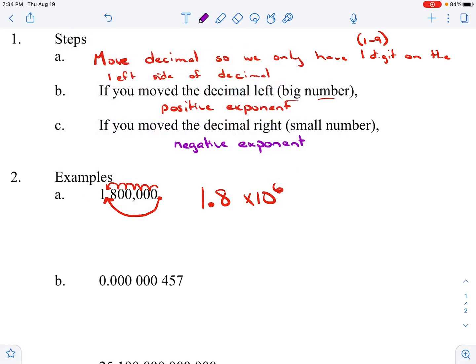This one is one where we have a negative exponent, probably. All right. So we have a small number. Everybody agree with that? Yep. Okay. So now still trying to get one number that's not 0 on the left side of the decimal. So we're going to move the decimal all the way over here. So we're going to have 4.57. Notice how we have just one number on the left side of the decimal. Yes? Awesome. Now let's count how many spaces that was. 1, 2, 3, 4, 5, 6, 7. So we moved it 7 places. So we're going to say times 10 to the negative 7th.